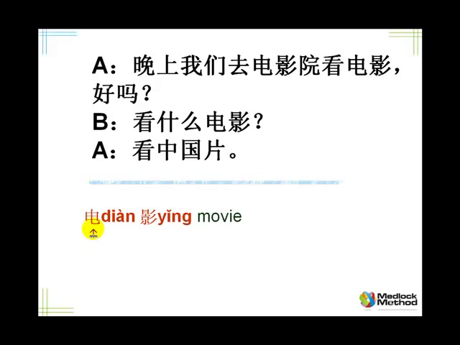Okay, 电影. Remember 电? It's electric. And 影 is shadow. So, Chinese people know it's not real. It's a shadow, people's shadow. Movies aren't real.